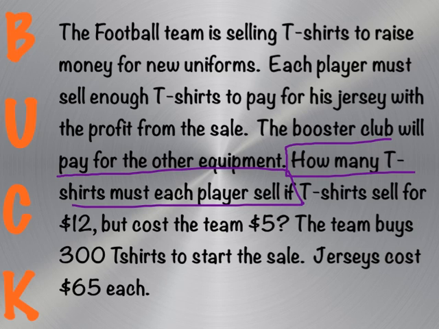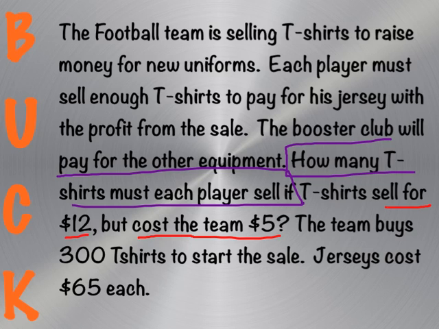Okay. Now I'm going to be underlining the important information that's needed to solve this problem. As I read the problem again, we're concerned about how many t-shirts each player must sell. So we probably need to know that t-shirts sell for $12 and they also cost the team $5. It says the team buys 300 t-shirts to start the sale. I don't know if I need that.